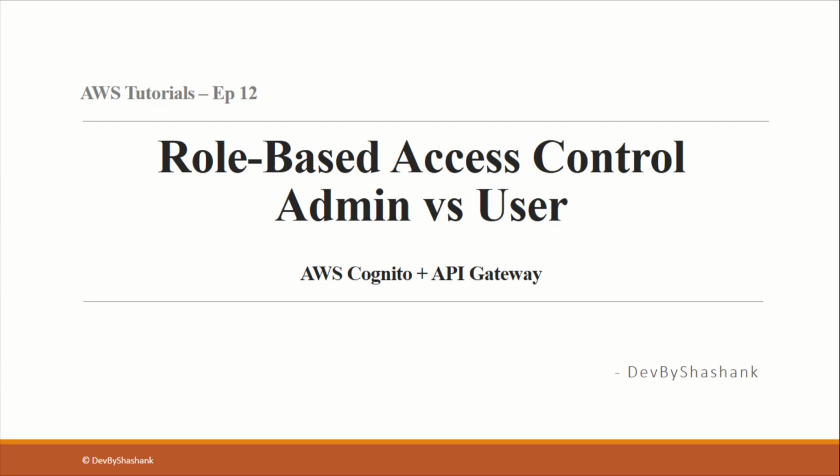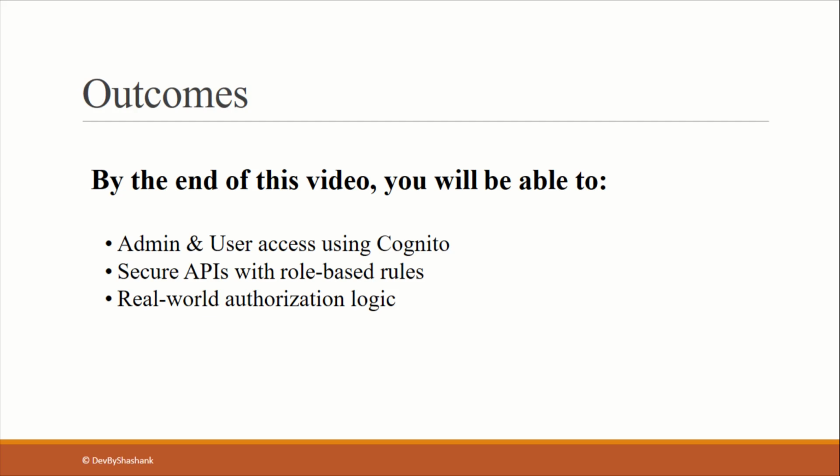In this video, we'll see how to do role-based access control using AWS Cognito and API Gateway. By the end of this video, you will be able to create admin and user access using Cognito, secure APIs with role-based access rules, and get a clear picture of real-world authorization logic.